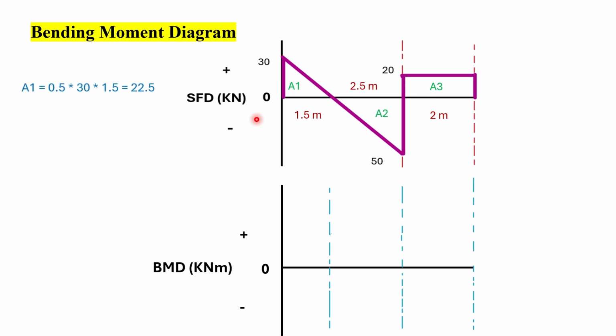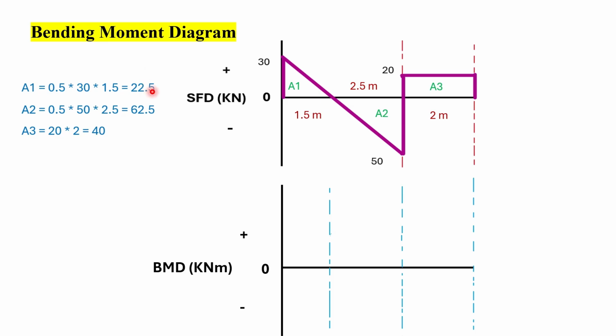Area 1 is a triangle. Here you can see that the area of a triangle is 1/2 into base into height. So this is half, this is the height and this is the base, which yields 22.5. Now for area 2, it's a similar problem. Half base into height. Base is 2.5 and height is 50. It yields 62.5. And for the rectangle, it is simply base into height, which is 20 into 2, which yields 40.